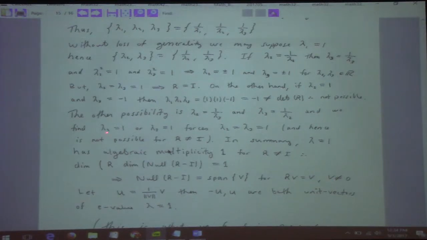And so we find either that lambda 2 is equal to 1, lambda 3 is equal to 1. Again, that's not possible if we want R not to be the identity, which means that we must have a complex eigenvalue for 2 and 3, right? And the complex eigenvalues have to be such that they're reciprocal, which means that one is e to the i theta, one's e to the minus i theta. Anyway, the bottom line here is that there's no other real eigenvalue. That's what that argument gives us.